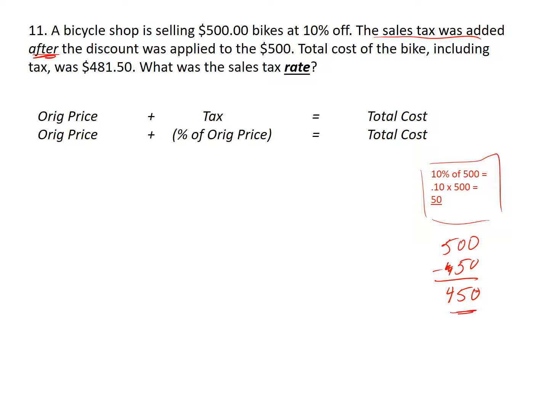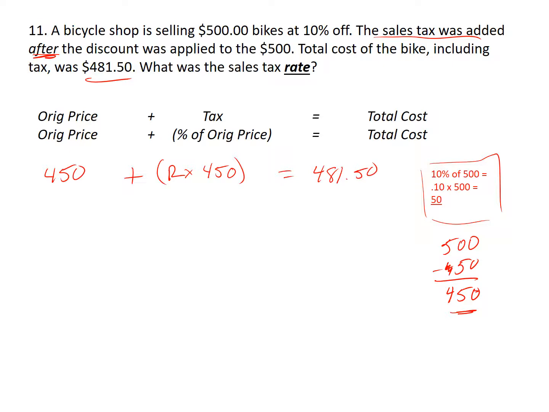Now it's just like all the rest of the problems. The original price goes here. That's our $450 plus, we're trying to find the rate, so that's the variable, and it's that times the original price, which again now is $450. And if I add those two together, I get the total cost, which is $481.50.